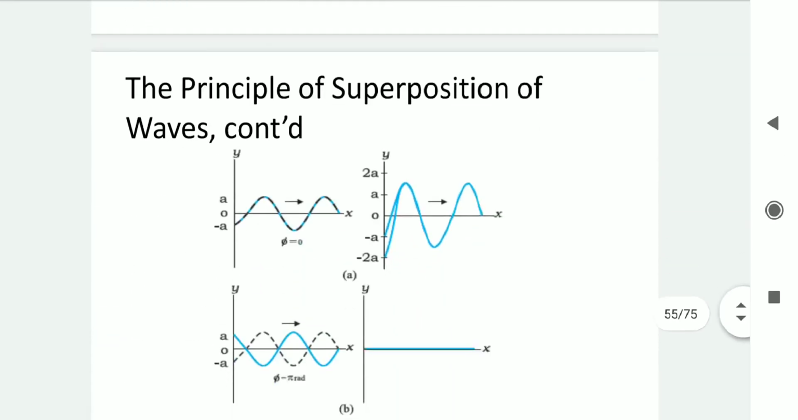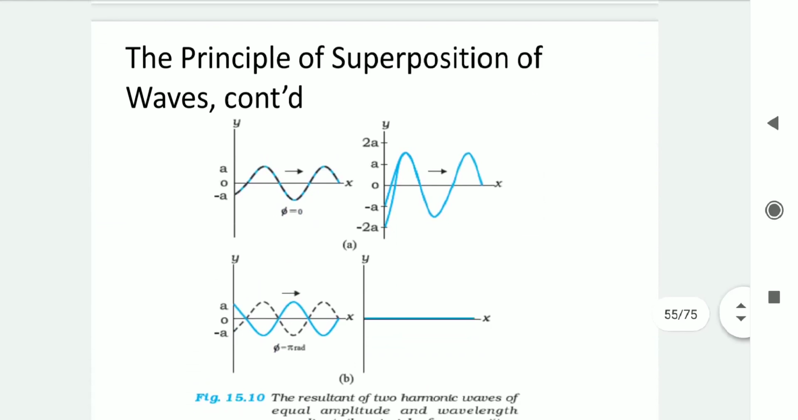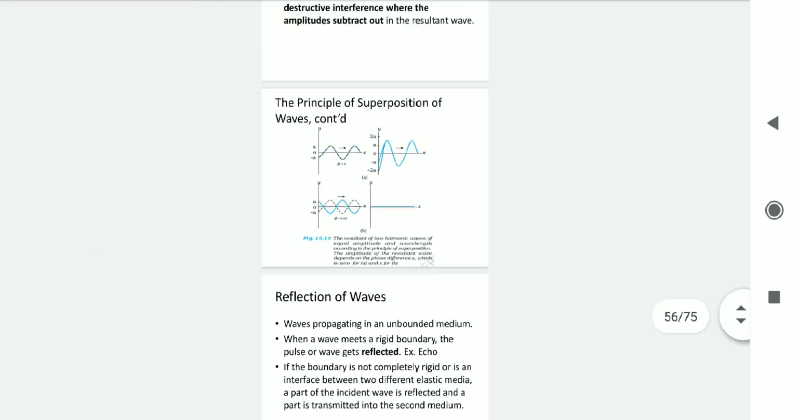Here, as you can see in the diagram, the resultant wave of two waves having equal amplitudes and wavelength. Using the superposition theorem, the amplitude of the resultant wave depends on the phase difference. In the first case phi equals 0, so the amplitude gets doubled, and in the second case phi is pi, so the resultant wave will give you a zero result. Clear?